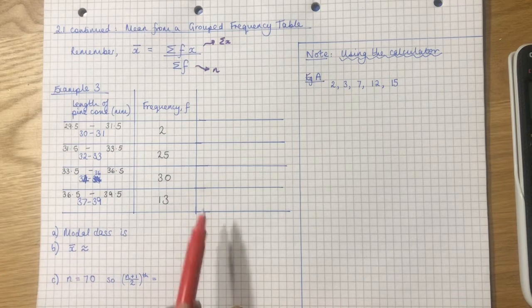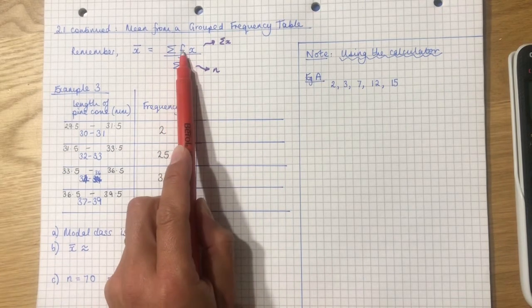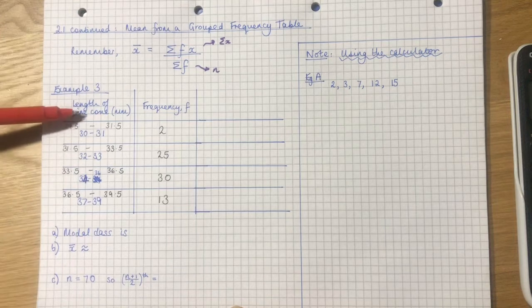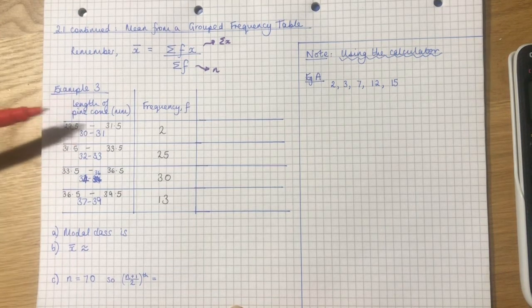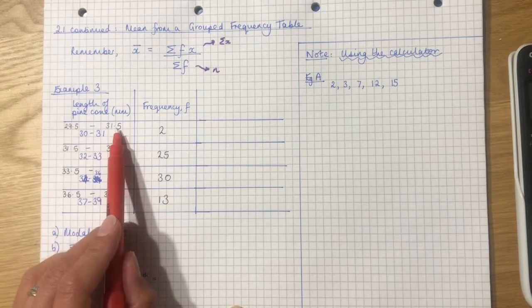So the question here then is, if we're asked to find the mean, we've got to do the sum of the frequencies multiplied by the x values. Now in the previous example, the x values were the values in this column here, but now we've got groups. So for our x values, we take the midpoint of each group.